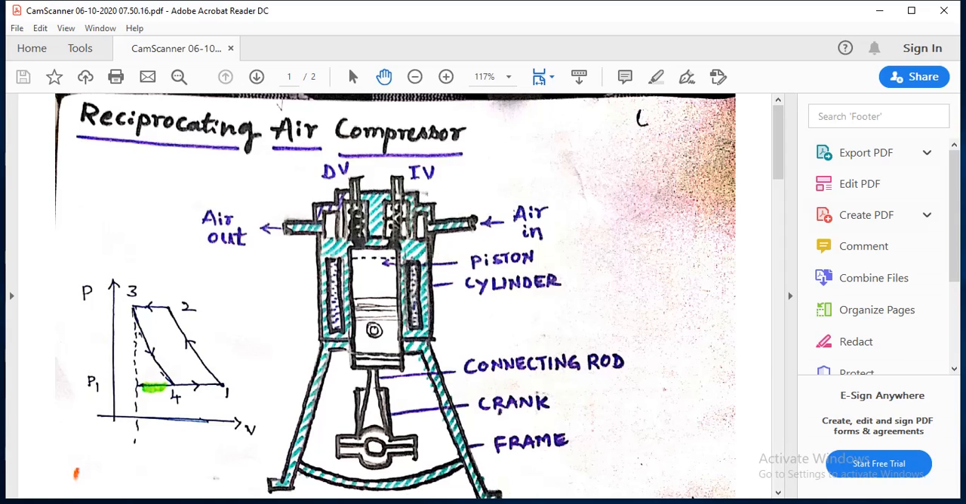Dear students, in this video I am going to explain the working of reciprocating air compressor. Air compressor is a device which produces a high pressure air by reciprocating motion of the piston inside the cylinder. The reciprocating motion of the piston will compress the air from low pressure to the high pressure. And the piston is operated by means of the connecting rod and the crank which are mounted in the crankcase.